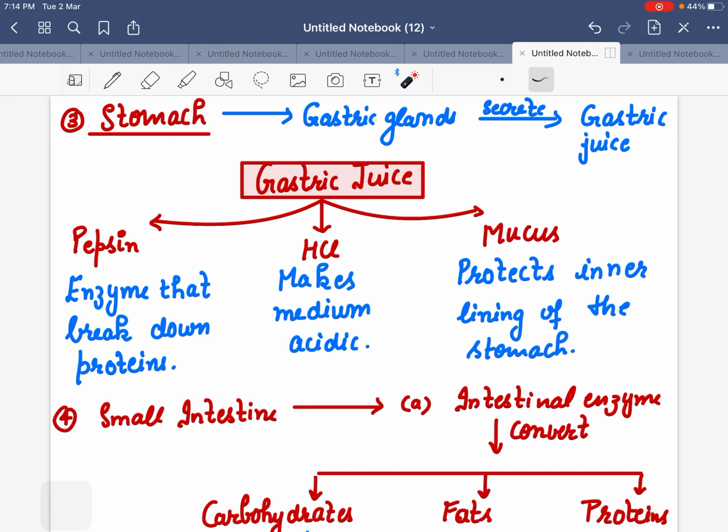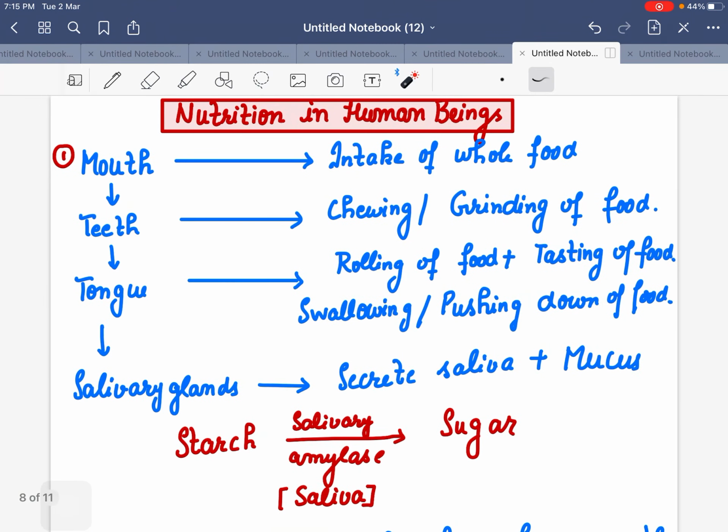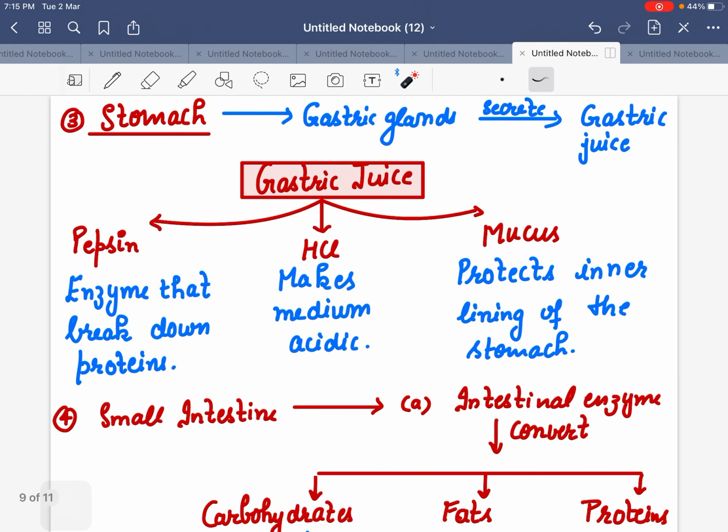Now the food has reached the stomach. Okay, more enzymes. The first enzyme we discussed was salivary amylase. Third are now enzymes, or you can say the juices. There are three important things present in your stomach.